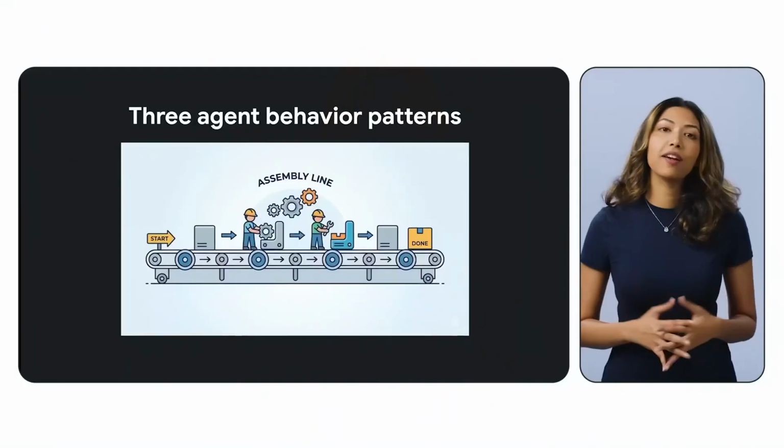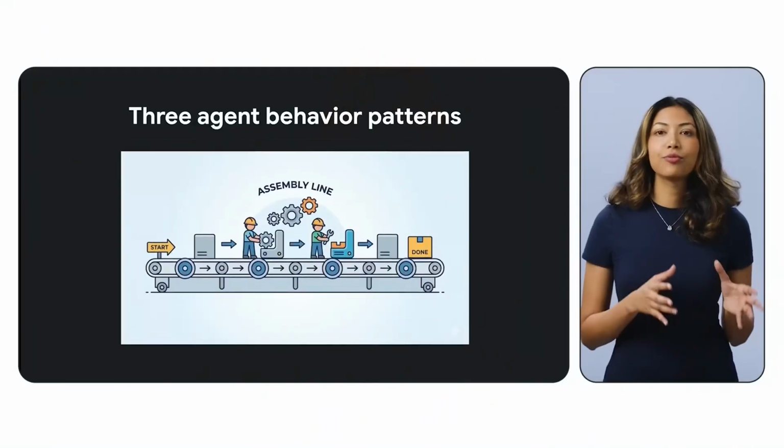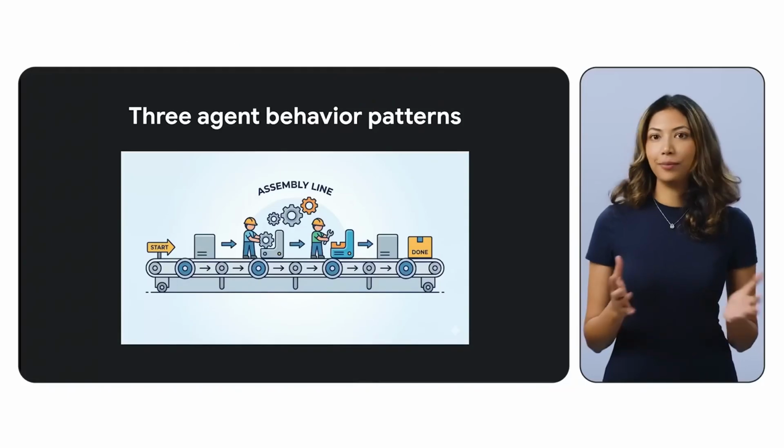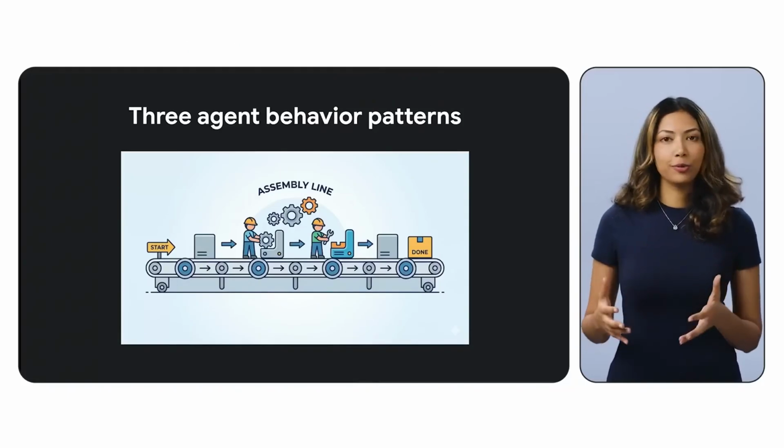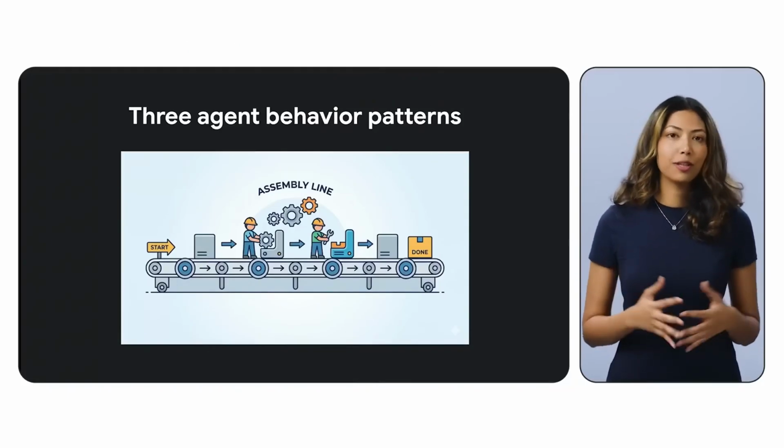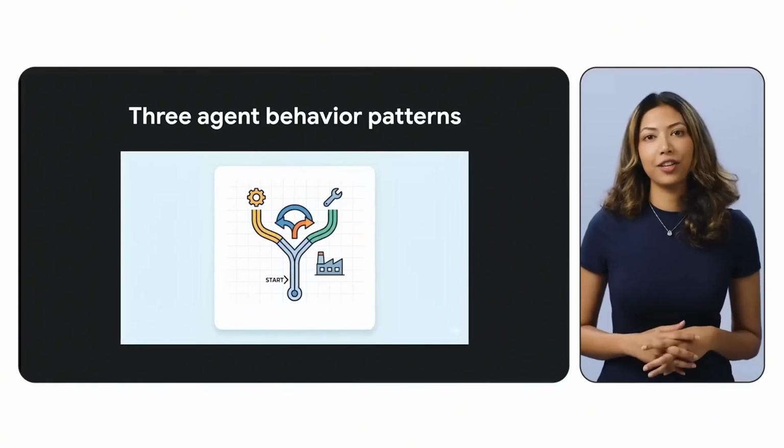Now, not all agents behave the same way. A useful way to think about them is in three broad patterns. First, we have sequential agents. These run step by step like an assembly line. Step 1, then step 2, then step 3. They're predictable but rigid. Second, we have reactive agents.